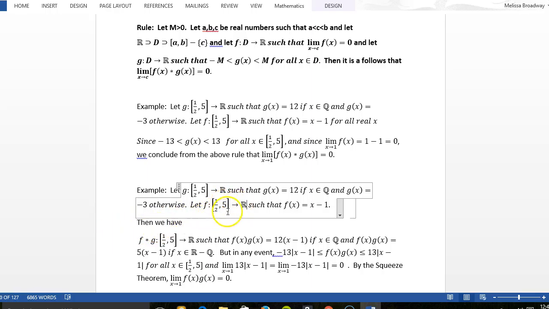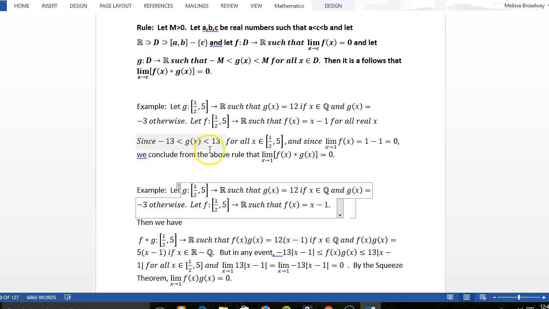Okay, so f is this function such that f of x equals x minus 1. Then we have, if I do the product, now that's interesting. If I do f times g, I'm going to look at things from a different angle. Sort of a similar idea, but from a different angle. Like, we considered the product up here, and we know by the rule up here that this limit is 0.